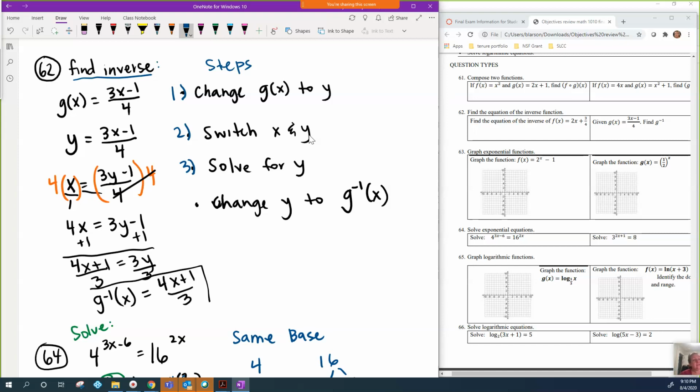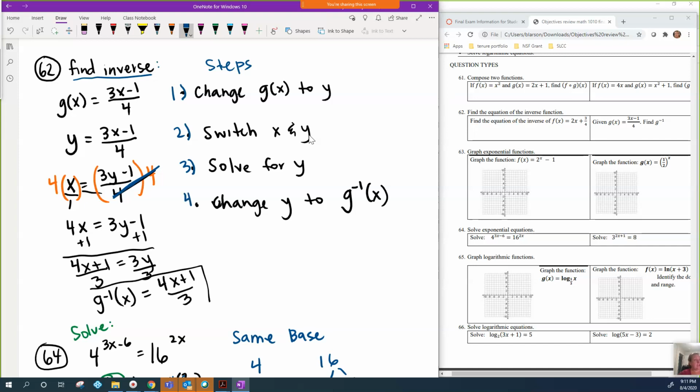And so in this one, since my 4 was on the bottom, and I'm trying to get the y by itself, in order to undo dividing by 4, I multiplied by 4 on both sides. You can see that's what I did with the orange. I multiplied both sides by 4, which will leave me 4x. These 4's canceled out. The reason I multiplied by 4 was to get rid of that, and that leaves me 3y minus 1 on the right hand side. And then I'm just trying to solve for y, get y by itself. Add the 1 over and then divide by 3.